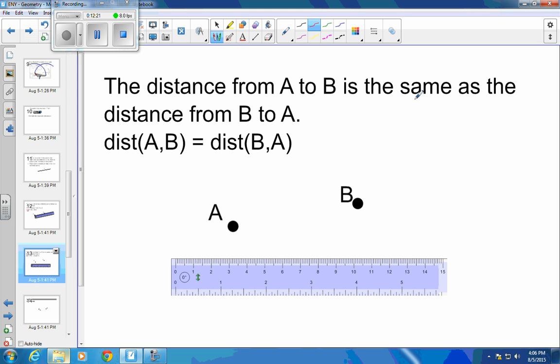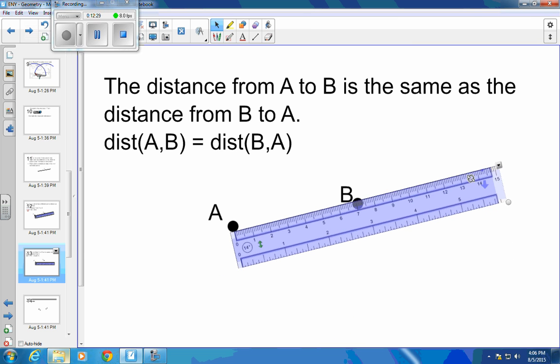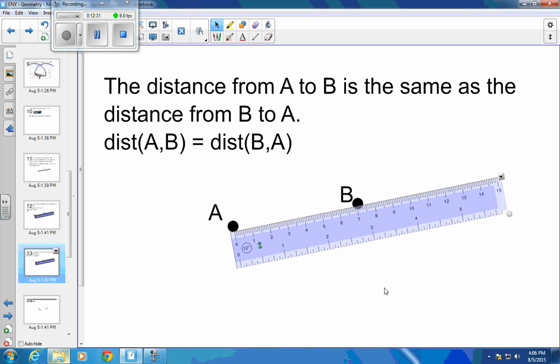The distance from A to B is the same as the distance from B to A. So if I take my ruler and I measure from A to B, and then I take the ruler and measure from B back to A, you're going to get the exact same distance. That's all it's saying. So distance A to B is the same as the distance from B to A.